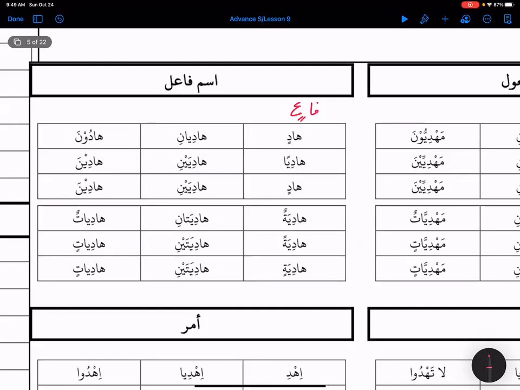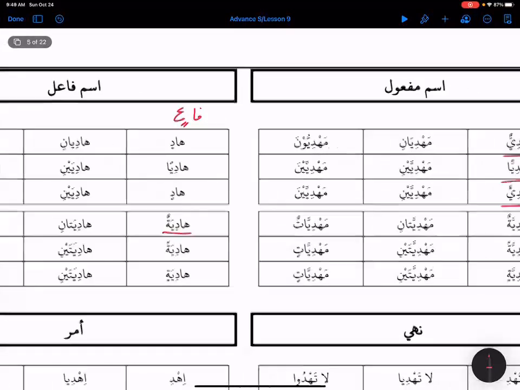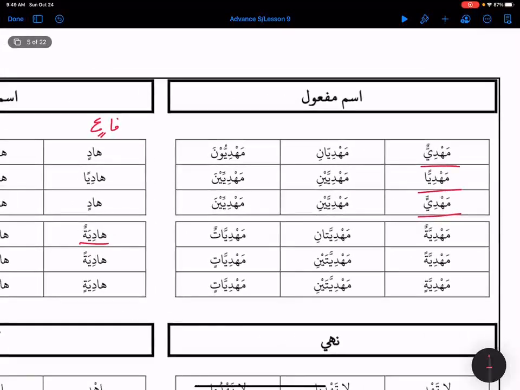And then the lady would be hadiyatun. We see that, right? Hadiyatun, hadiyatani, hadiyatun. Again, I should have read one line. It's okay. Now we have ism maf'ul, which is going to be on the pattern of maf'ilun. So this is the pattern, maf'ilun.